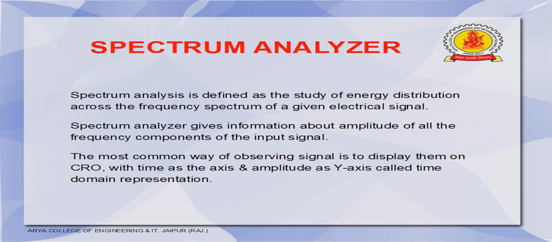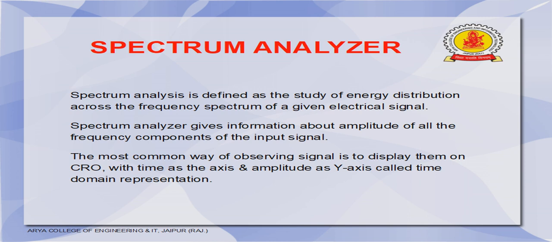The electronic instrument that is used for analyzing waves in the frequency domain is called a spectrum analyzer. But what is spectrum analysis? Spectrum analysis is defined as the study of energy distribution across the frequency spectrum of a given electrical signal. So for the spectrum analysis of a signal, we need an instrument called a spectrum analyzer. Basically, it displays the energy distribution of a signal on its CRT screen.